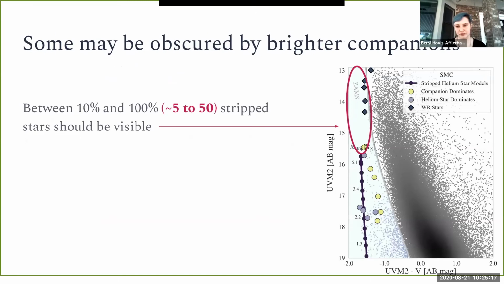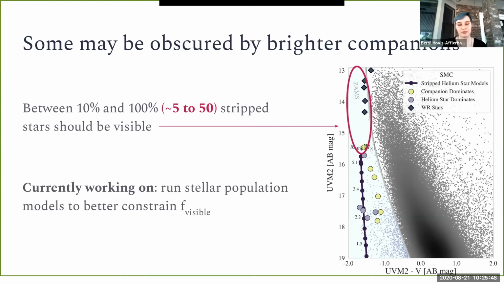But there's an issue with this, which is that when the star becomes stripped, the companion accretes all of that lost mass, becoming in many cases very bright, and frequently bright enough to obscure the stripped star such that we cannot observe that stripped star. So we don't actually know what fraction of stripped stars should be visible. Initially, we say, well, it's between 10 and 100%, which is a pretty wide range. So what we're doing right now is running stellar population models to better constrain that.